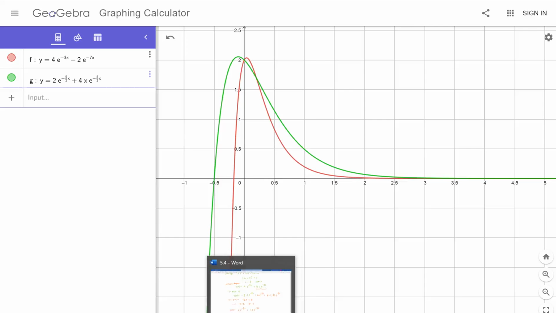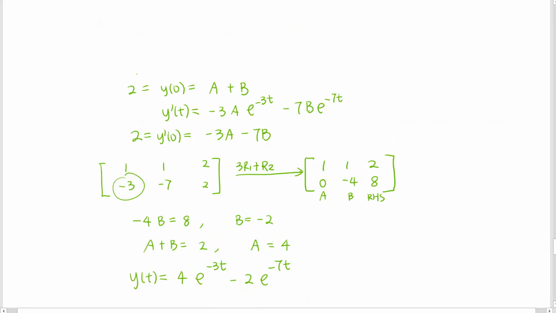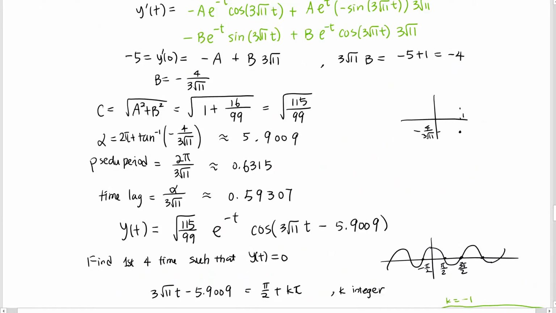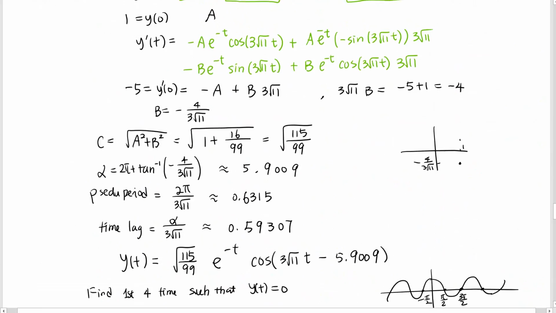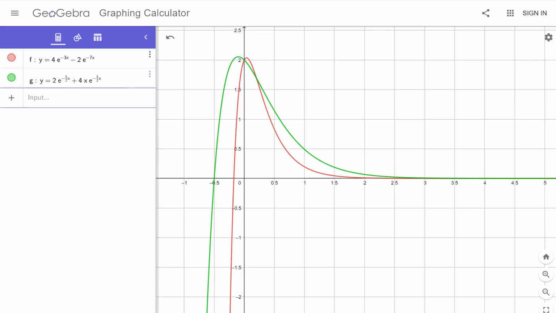How about the underdamped case? Yeah, we can also plot that. We have that example. Okay, so this is the example. Let's plot it in. Let's plug in this one. Okay, so keep that in mind. Let's plot it.